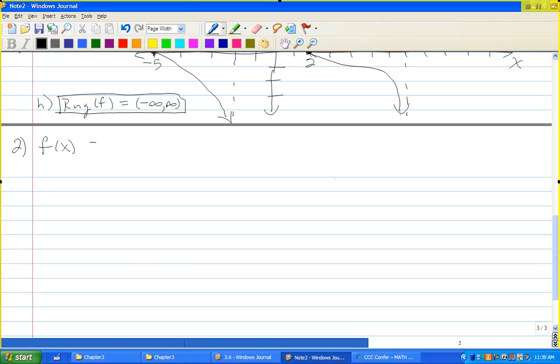f of x equals 5x to the 4, minus 40x cubed, plus 81x squared, minus 8x plus 16. Okay, so you want to find the zeros of your function.